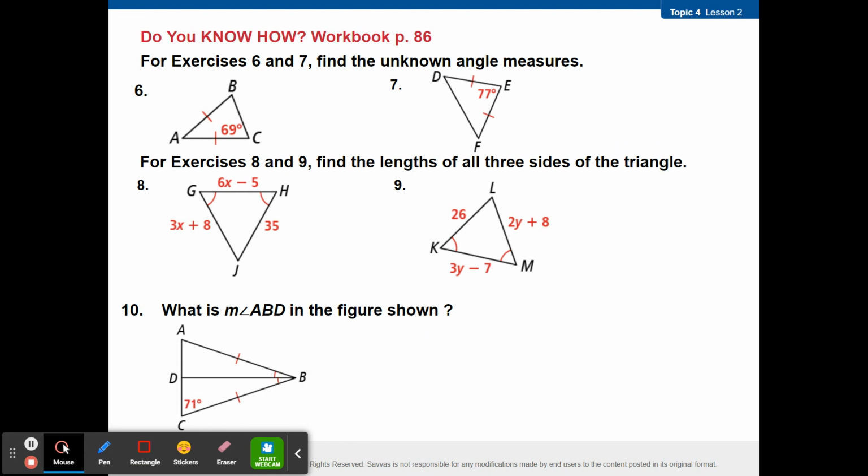Show of hands who's still working on these. Was it 5? How do you know? Anybody? All right, let's talk about it. How do you know it's 90?